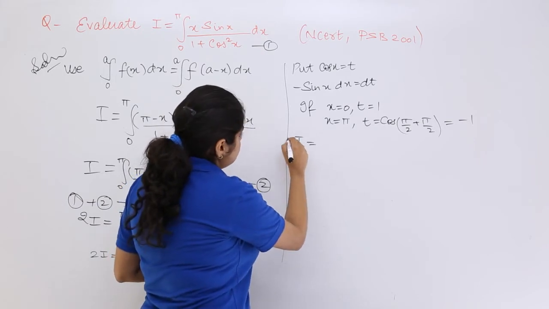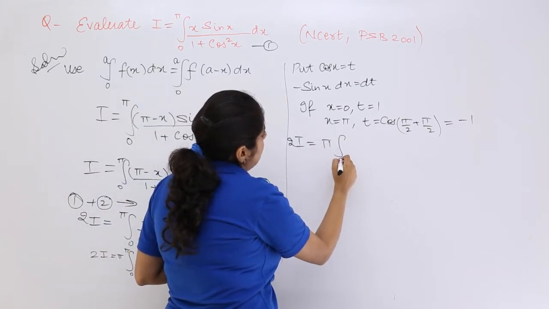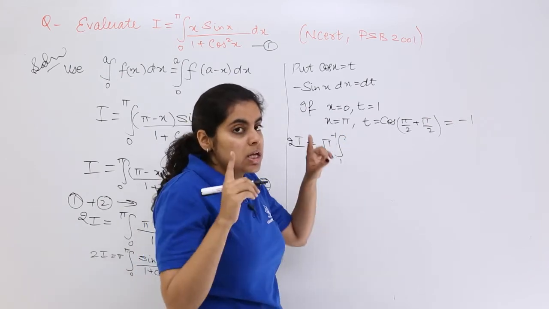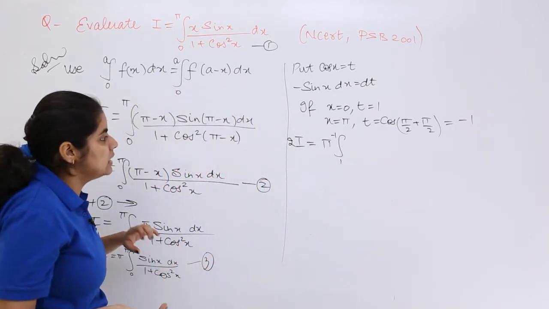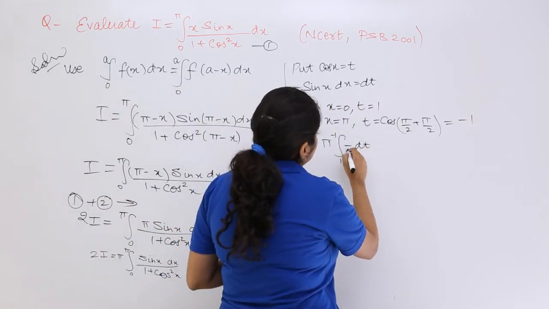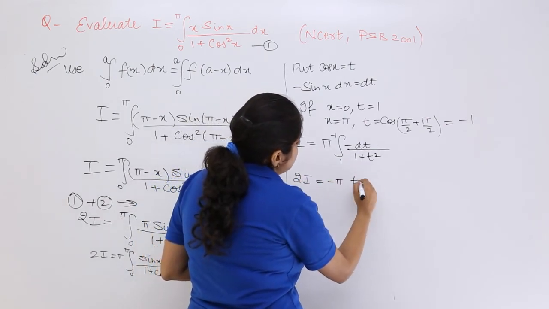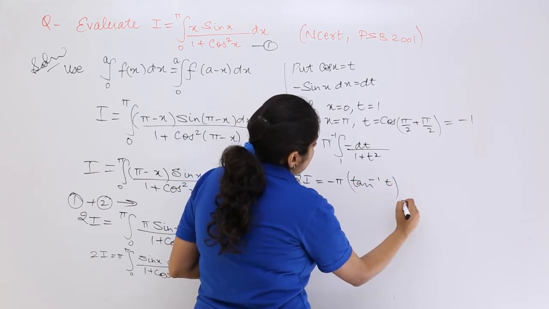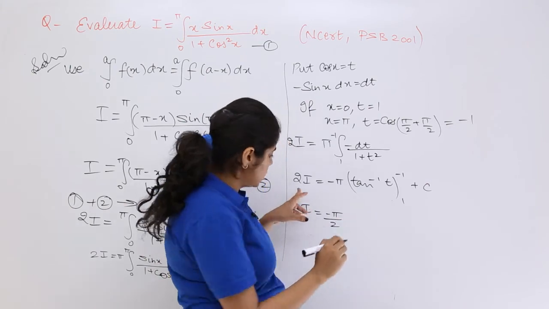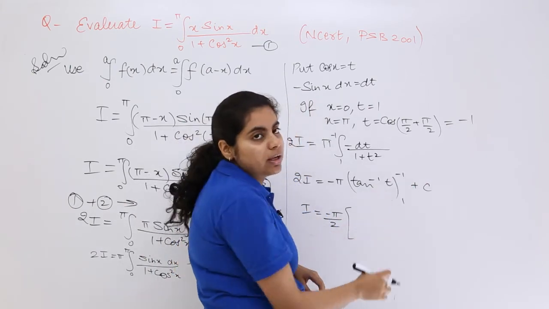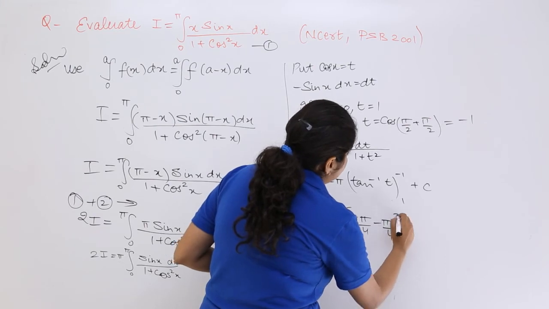So what is my I now? It should be 2I, because of equation number 3, pi outside, integration with limits 1 to minus 1. Lower limit first, upper limit later, do not bother which is greater. Now I have sin x dx, which should be minus dt upon 1 plus t square. So 2I is equal to minus pi tan inverse t, limits to be put. So I is equal to minus pi by 2, because the 2 goes down, tan inverse of minus 1 is minus pi by 4 minus tan inverse 1, so again minus pi by 4.